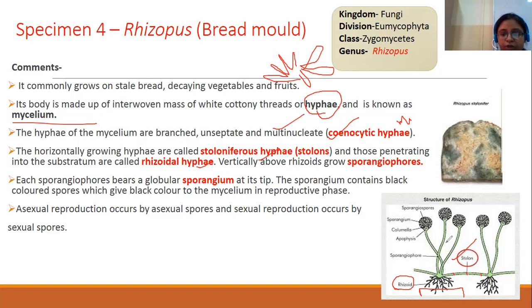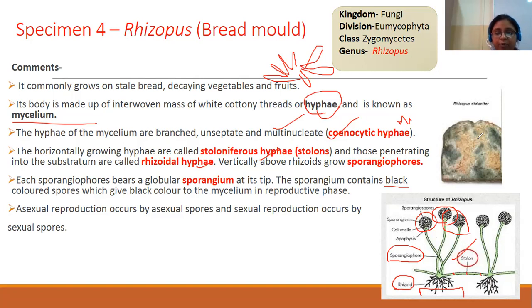Now, vertically on these rhizoids, you will see stalks. Aerial stalks are there, called sporangiophores. These sporangiophores bear numerous sporangia. These are the fruiting bodies, spore-containing bodies in which the spores are filled. These sporangia are present at the tip of the sporangiophore, filled with spores. All these spores, in this case, are black in color, due to which you are going to see a black color in its reproductive stage.